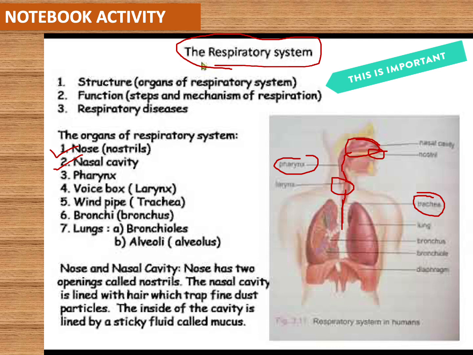Now what is next? After the windpipe further divides into two parts, which are called the bronchi. Can you see this?